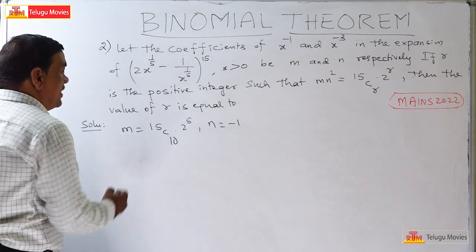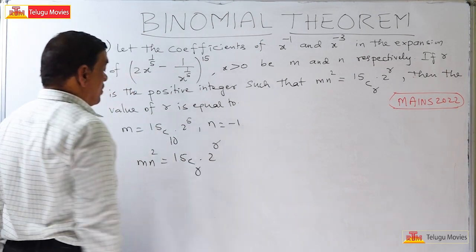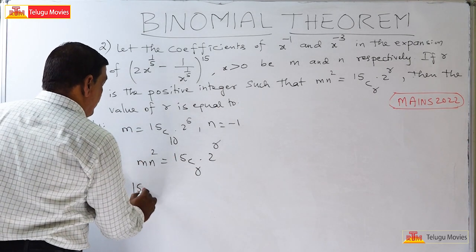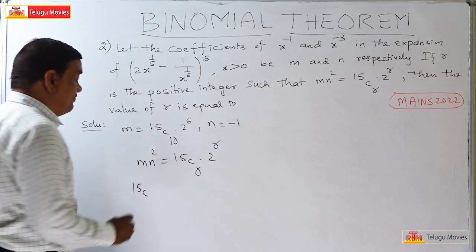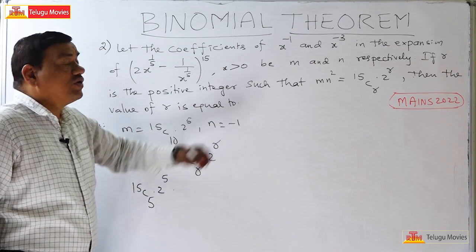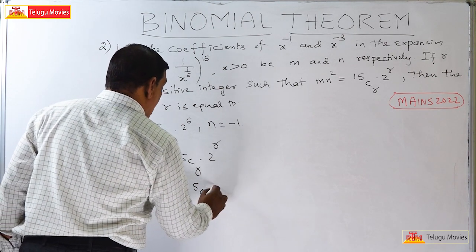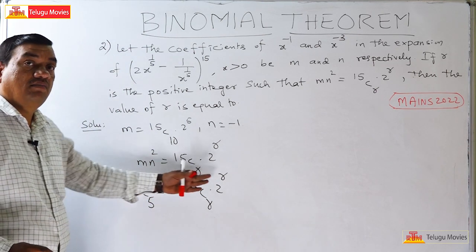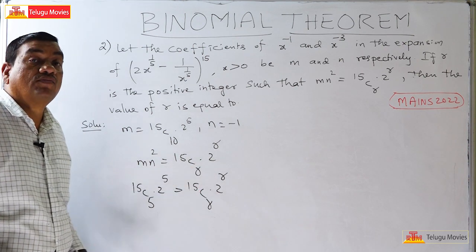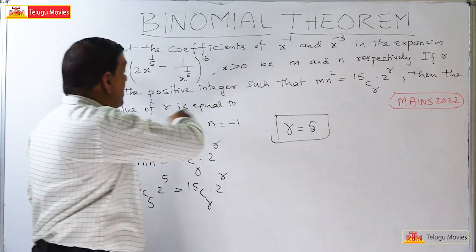Let us substitute there. It is given that m n square is equal to 15 cr into 2 to the power of r. Now what is the m value? 15 c10, or 15 c5, both are equal, into 2 to the power of 5, into n square value, which is minus 1 whole square, equal to 1. So this is equal to 15 cr 2 to the power of r. If you compare both the quantities, 15 c5, 15 cr, 2 to the power of 5, 2 to the power of r, clearly r value is equal to 5.